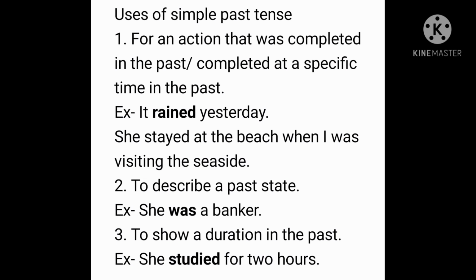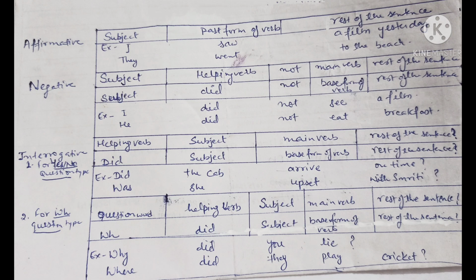Number 2, to describe a past state. So, she was a banker. What was her past state? She was a banker. Number 3, to show a duration in the past. She studied for 2 hours. What was the duration of her study? 2 hours. Now, let's see the sentence structure of simple past tense.